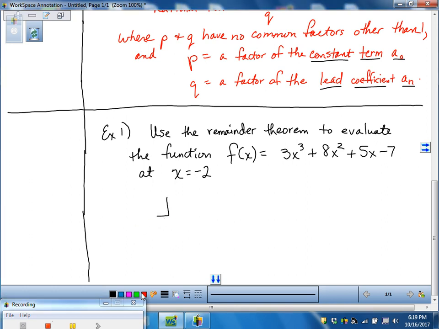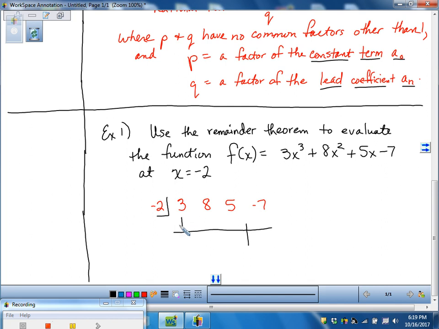So I'm going to take this function and use synthetic division, which many of you discovered that you actually kind of like, and we're going to set it up so I've got negative 2 as my divisor, 3 is my first coefficient, 8 is my second coefficient, 5 is my third one, and negative 7 is my fourth one. Now remember, when we set this up, we always want to check to see if any of our terms are missing, and it goes 3, 2, 1, 0, so you can see they're all there. So now I'm ready to do my synthetic division.